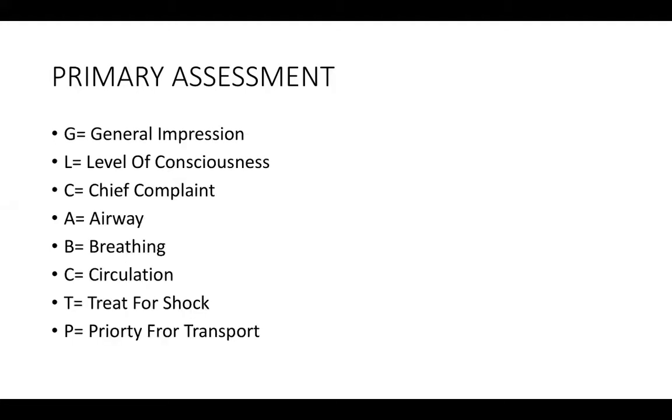So here's what it stands for. G stands for general impression. L is level of consciousness. C is chief complaint. A is airway. B is breathing. C is circulation. T is treat for shock. P is priority for transport. So GLC, ABCTP. Like I said, I'm going to break this down for you one by one. I just wanted you to see a quick breakdown, and you have this available to you in your emails if you're checking on them right now.